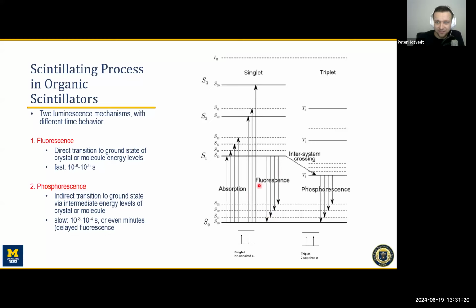And this is fast. This is on the order of nanoseconds to microseconds. It's very quick. And it's primarily done through singlet states. Again, not going to talk about those here. Very, very complicated and beyond. I only have so much time. So that's the idea of the fluorescence. It's just an immediate drop down back to a ground state of the crystal or molecule levels.